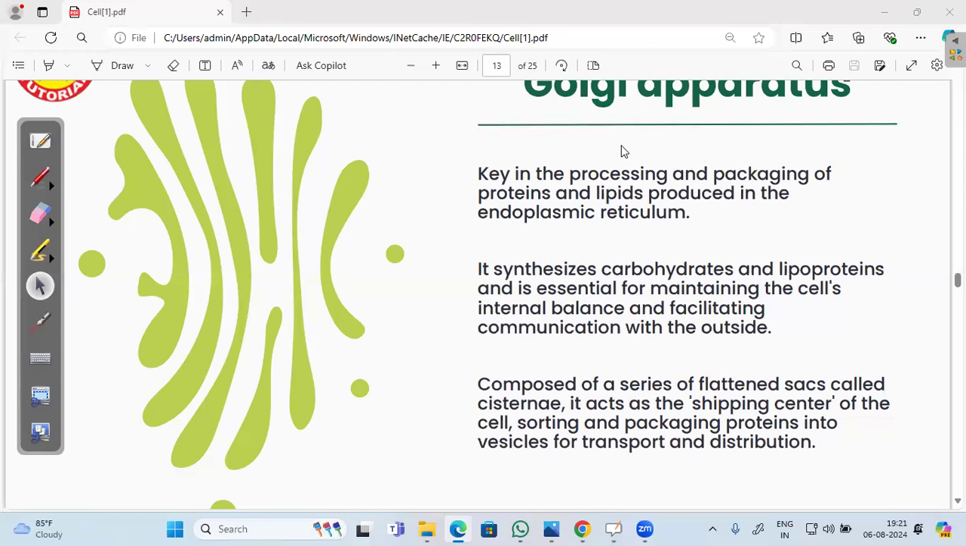Okay, Sampath, what is the function of SER? Sir, it synthesizes the lipids and also helps in detoxification of substances. Okay, so it helps in detoxification. Also, it helps in the synthesis of lipids, the smooth endoplasmic reticulum.